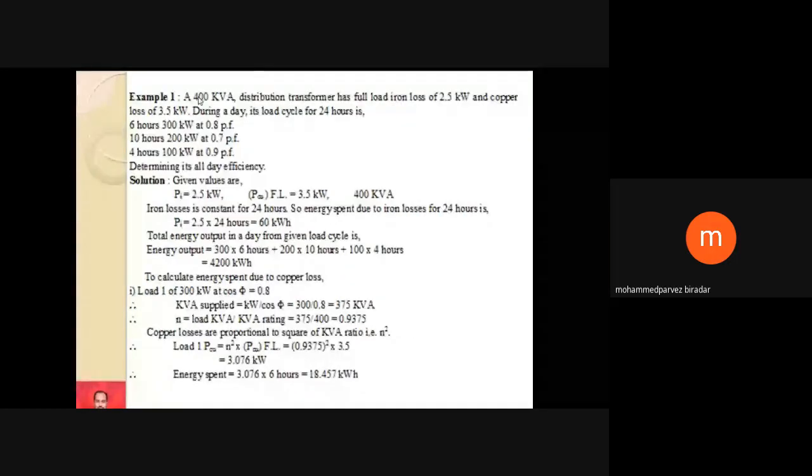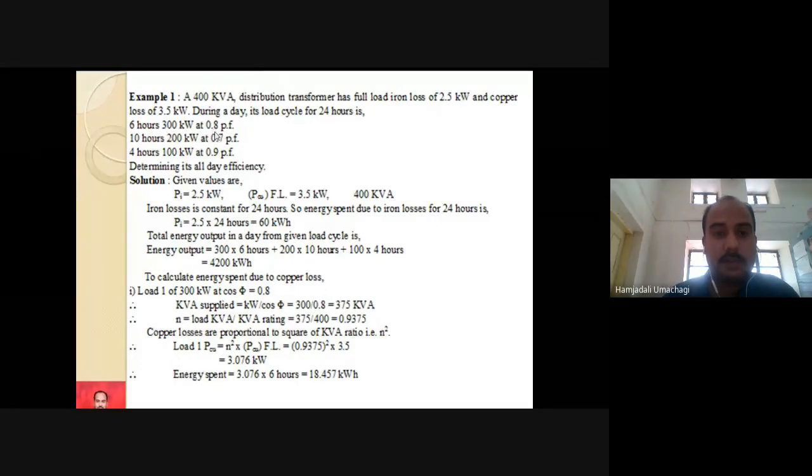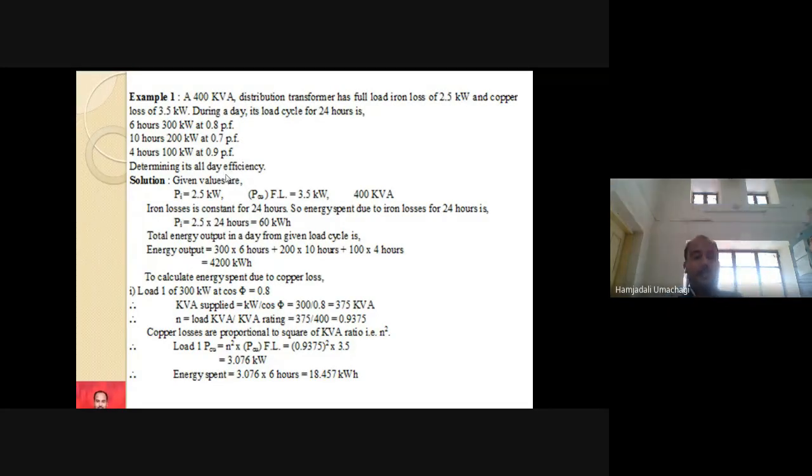So this is the problem based on all day efficiency. Just one typical example here I am going to explain. A 400 kVA distribution transformer has full load iron loss 2.5 kilowatt, copper loss 3.5 kilowatt. During a day, its load cycle for 24 hours is: 6 hours, 300 kilowatt, power factor 0.8; 10 hours, 200 kilowatt, power factor 0.7; 4 hours, 100 kilowatt at 0.9 power factor. With this set of given data, you need to estimate all day efficiency.